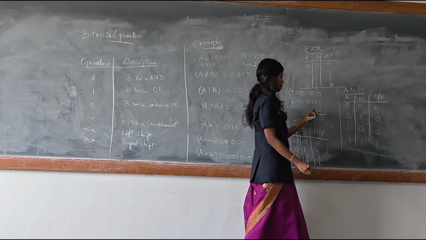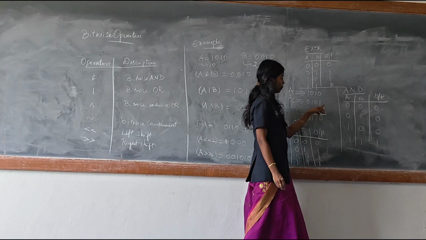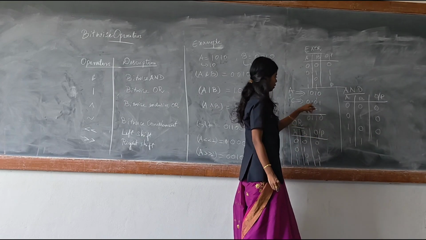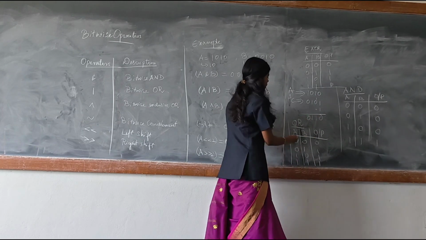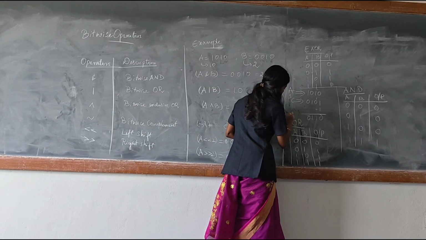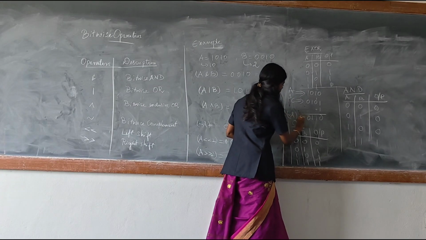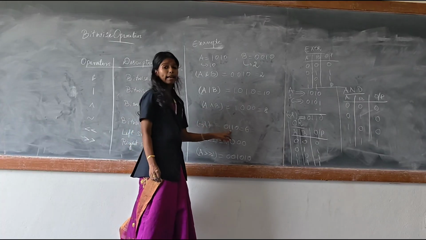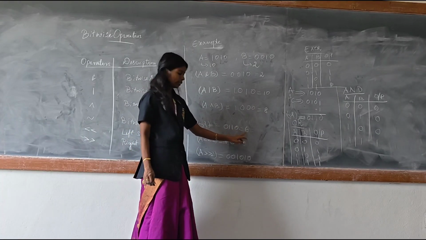So adding 1 gives 0, then 1, 1, 0, where we have a borrow of 1. This is the A's complement. The A's complement value is 0110, which is equal to 6.